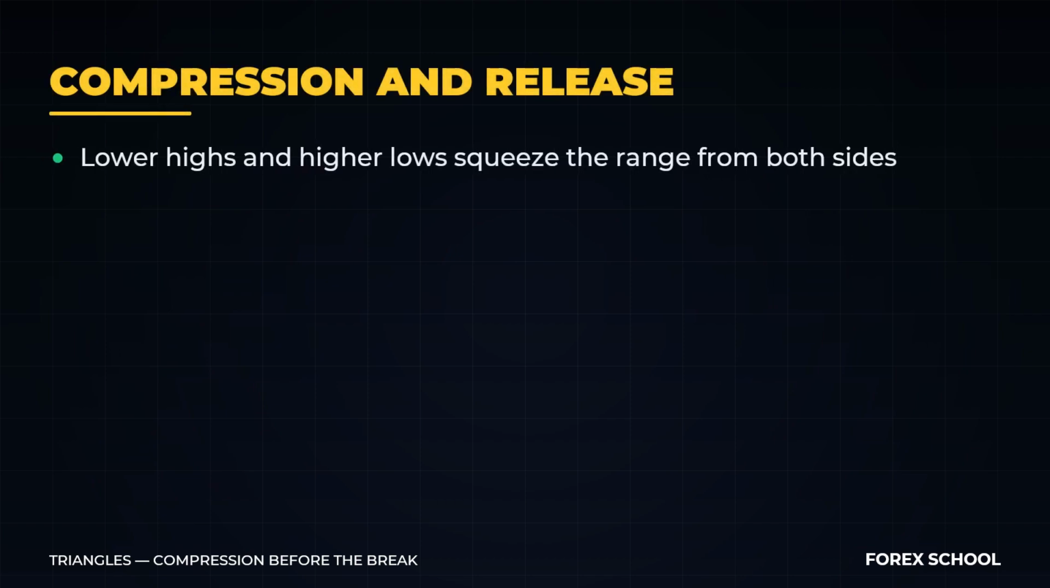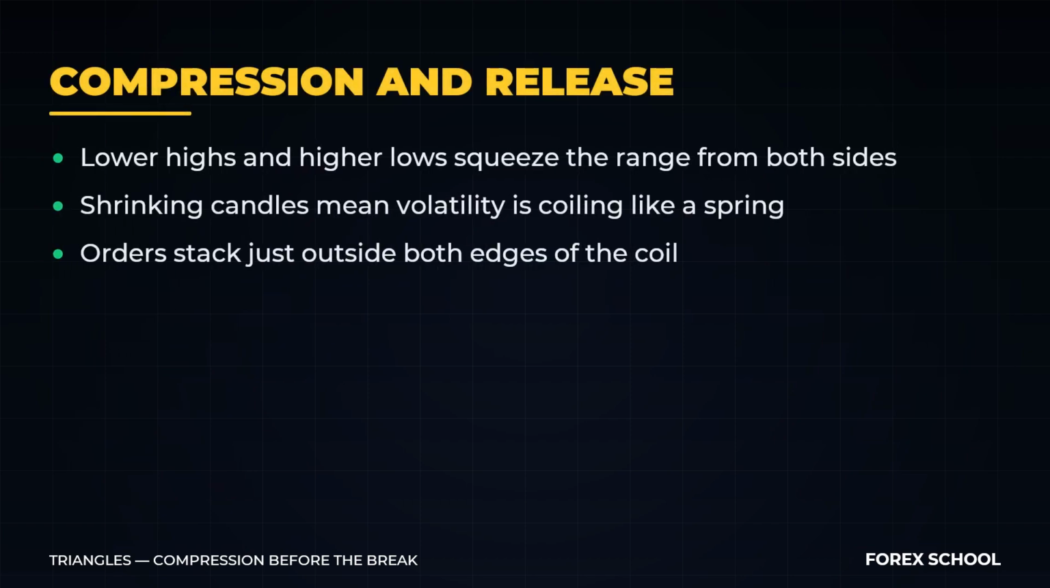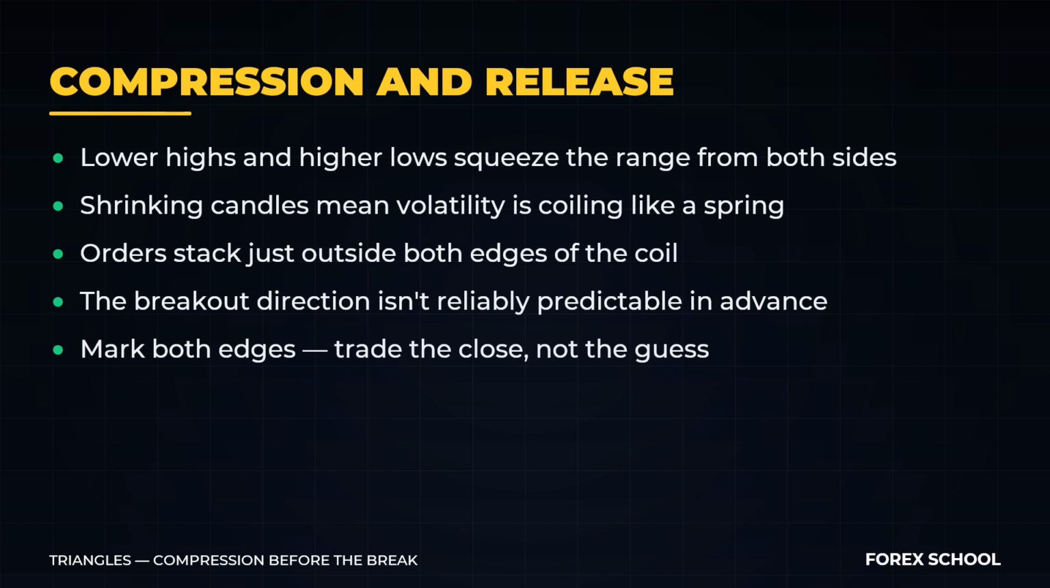A triangle is what indecision looks like. Each rally tops out lower than the last, each dip bottoms out higher. The swings shrink, the candles shrink, and volatility coils tighter and tighter, like a spring being wound. Neither side is winning, but both sides are stacking orders just outside the narrowing range, stops above the falling ceiling, stops below the rising floor.